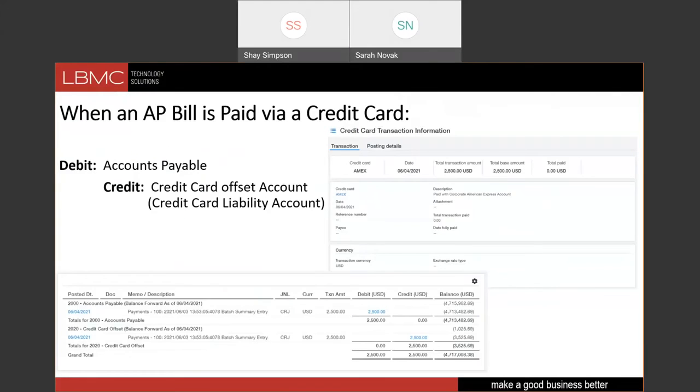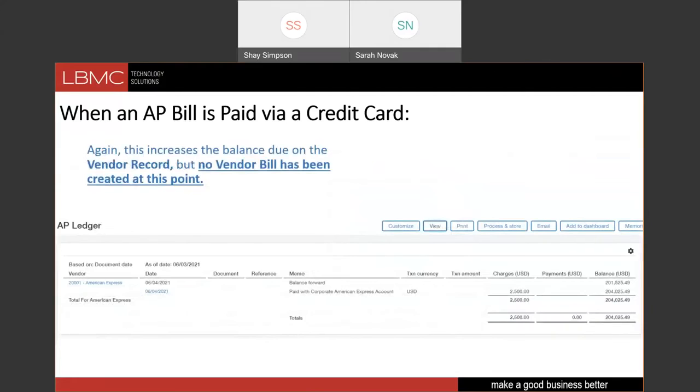Okay, so it has put a debit for $2,500 for this transaction because we have paid this Amazon bill with our credit card of Amex. So it has debited accounts payable and credited that credit card liability account. Again, this increases the amount due on the vendor record, but no vendor bill has been created at this point.